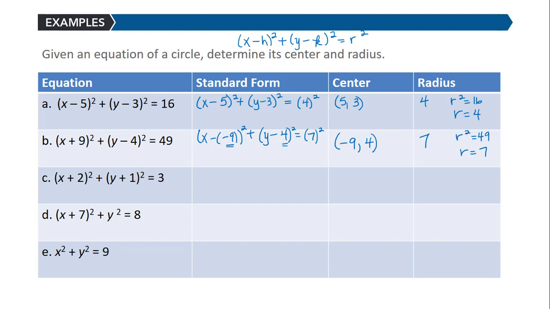Part C is x plus 2 squared plus y plus 1 squared equals 3. So we would write these with differences to say x minus negative 2 squared plus y minus negative 1 squared, and I'm just going to leave that as 3 for now. So our center is negative 2, negative 1. Our radius is not 3 because that is what r squared is equal to. So if we take the square root, r would be the square root of 3.